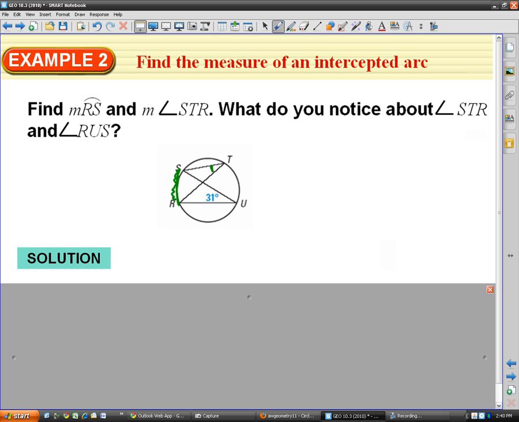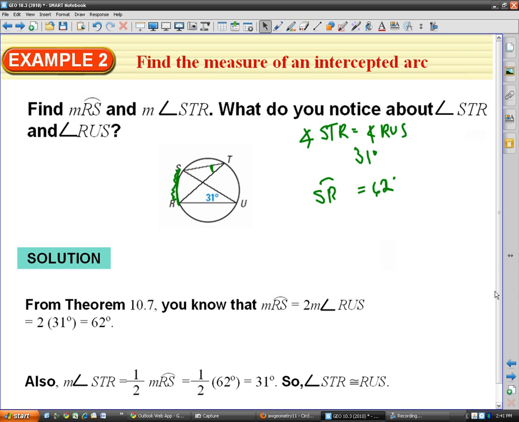So what do you notice about these two angles, STR and RUS? Well, RUS intercepts the same arc, so that would mean that the angle STR is equal to RUS, meaning they're both 31 degrees. Well, if we know the measure of the angle, we have to double it to get the arc, so arc SR is 62 degrees. So let's remove this and see what it looks like down here.